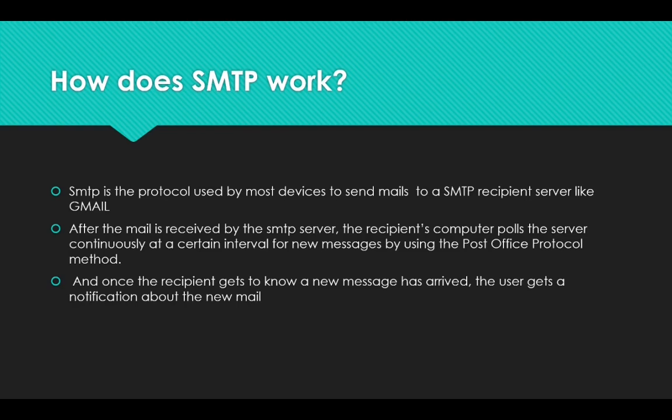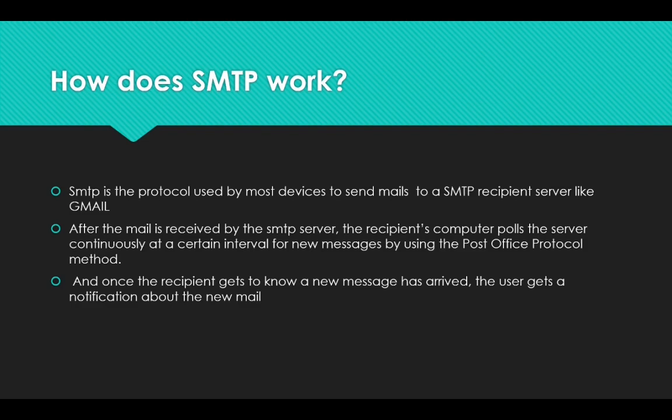How does SMTP work? SMTP is a protocol used by most devices to send mails to an SMTP recipient server like Gmail. After the mail is received by the SMTP server, the recipient's computer polls the server continuously at a certain interval for new messages by using the post office protocol method. And once the recipient gets to know a new message has arrived, the user gets a notification about the new mail.